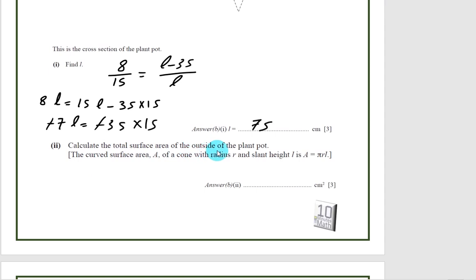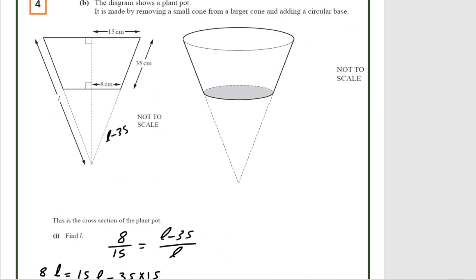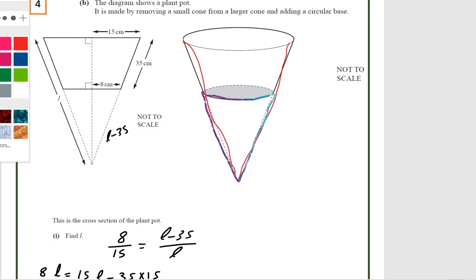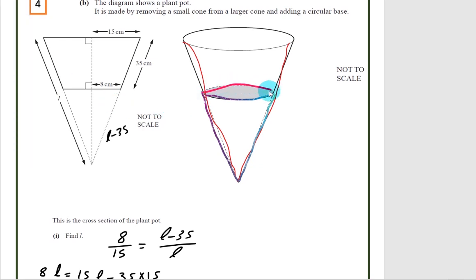Calculate the total surface area of the outside of the planter pot. The curved surface area of the cone, with radius r and slant height l, is equal to pi r l. So we need the total surface area of the outside. Let us go ahead and see the planter. What is the area we need? The area we want is the big area here. You see this big area of the cone? This is our big cone, minus the small cone here, which will give us the surface area of the upper shape. Is this the only area we have? No, we have another area. What is the other area that we have? We have this circle. We have this circle area.